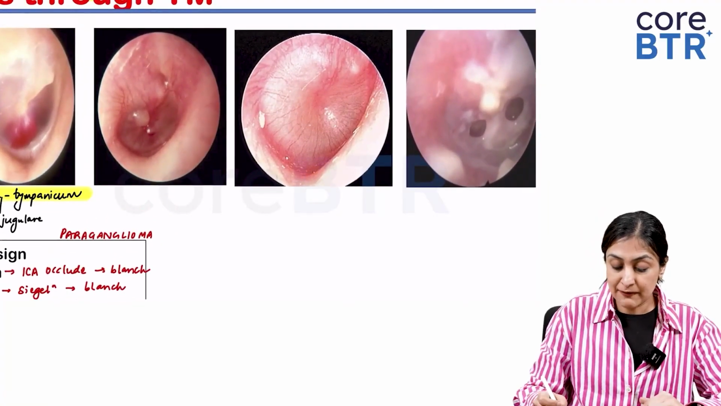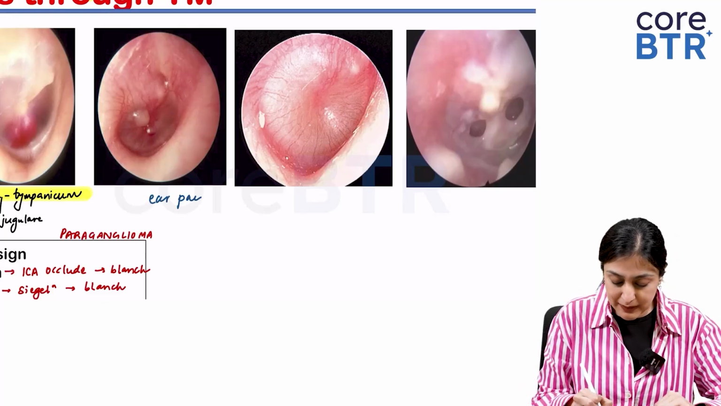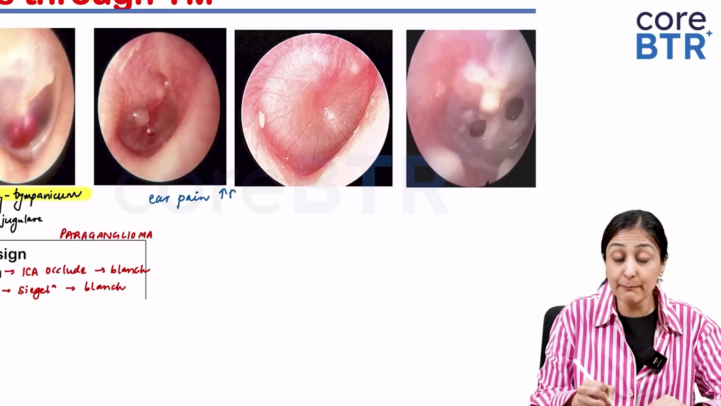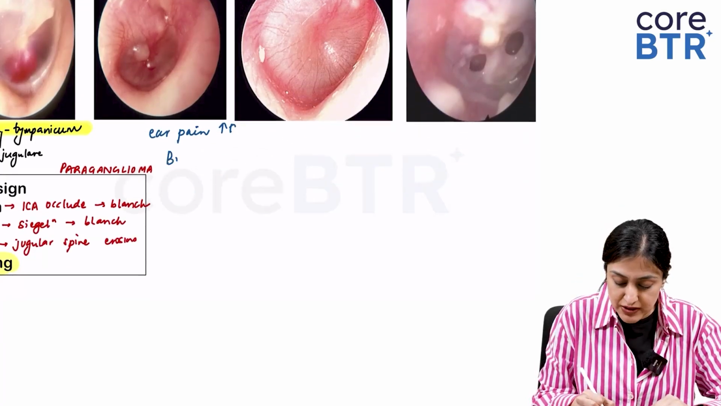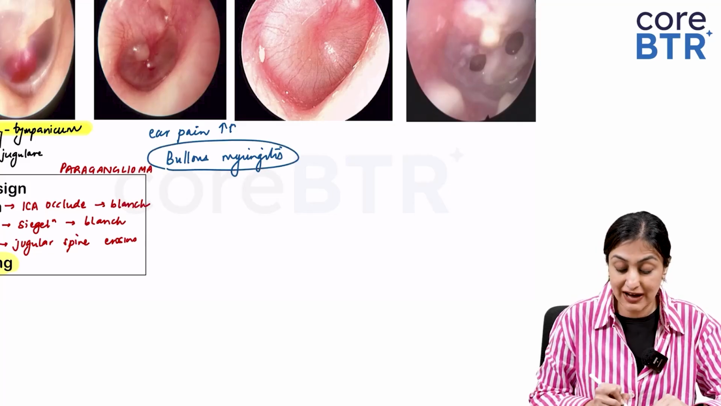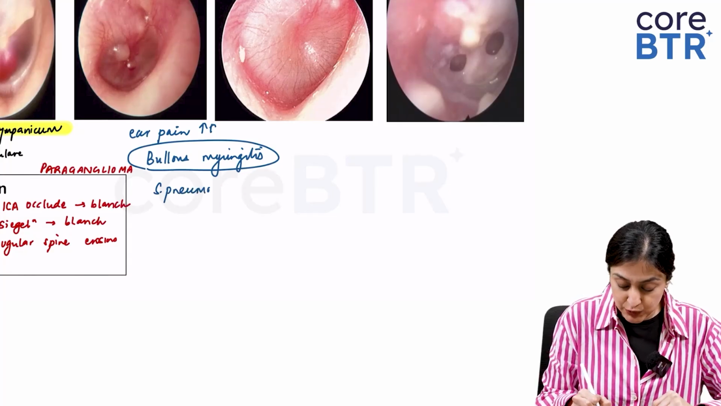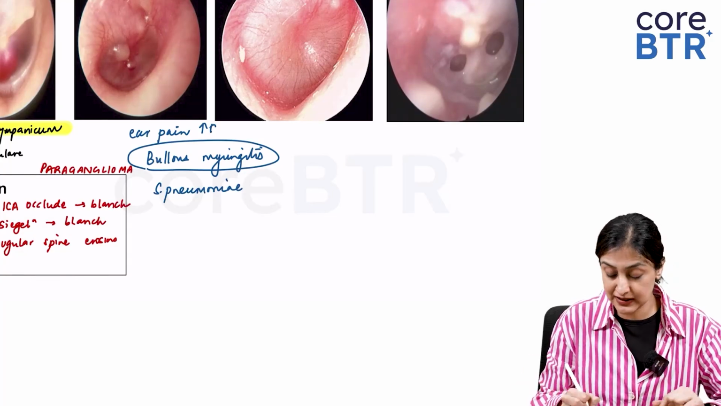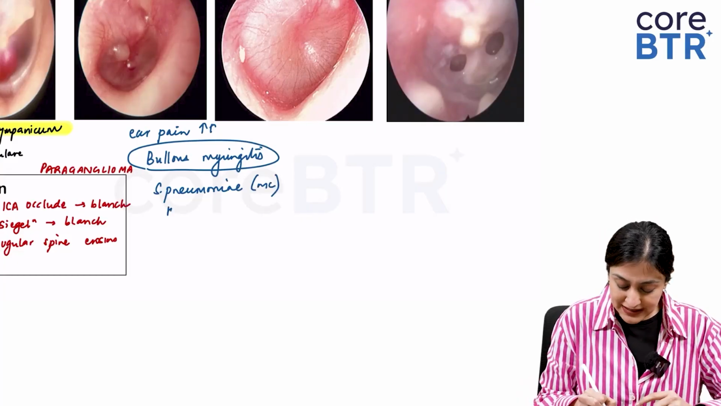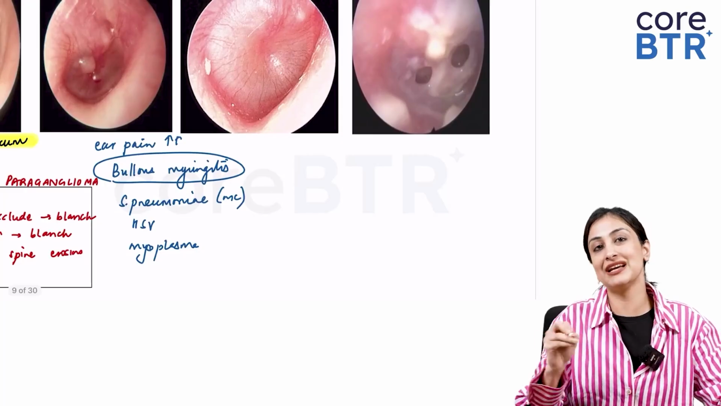Then you can see a very painful condition. This is where the patient will have very severe ear pain, and on examination, can you see some bullae and vesicles? So this is what is called bullous myringitis. Okay, so bullous myringitis is where you have severe bullae. The most common cause of this is S. pneumoniae, same as otitis media that I'm about to teach you. Apart from that, this can be seen because of herpes as well as mycoplasma. So these are a few causes. Buzzword is bullae and pain.